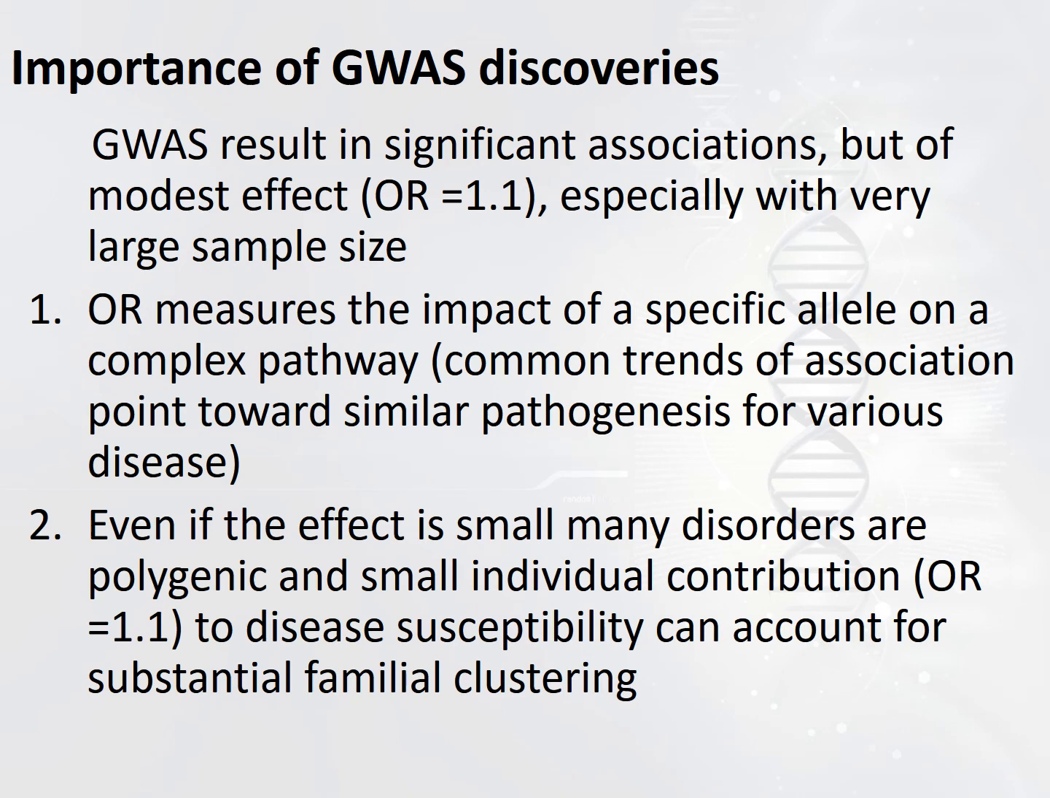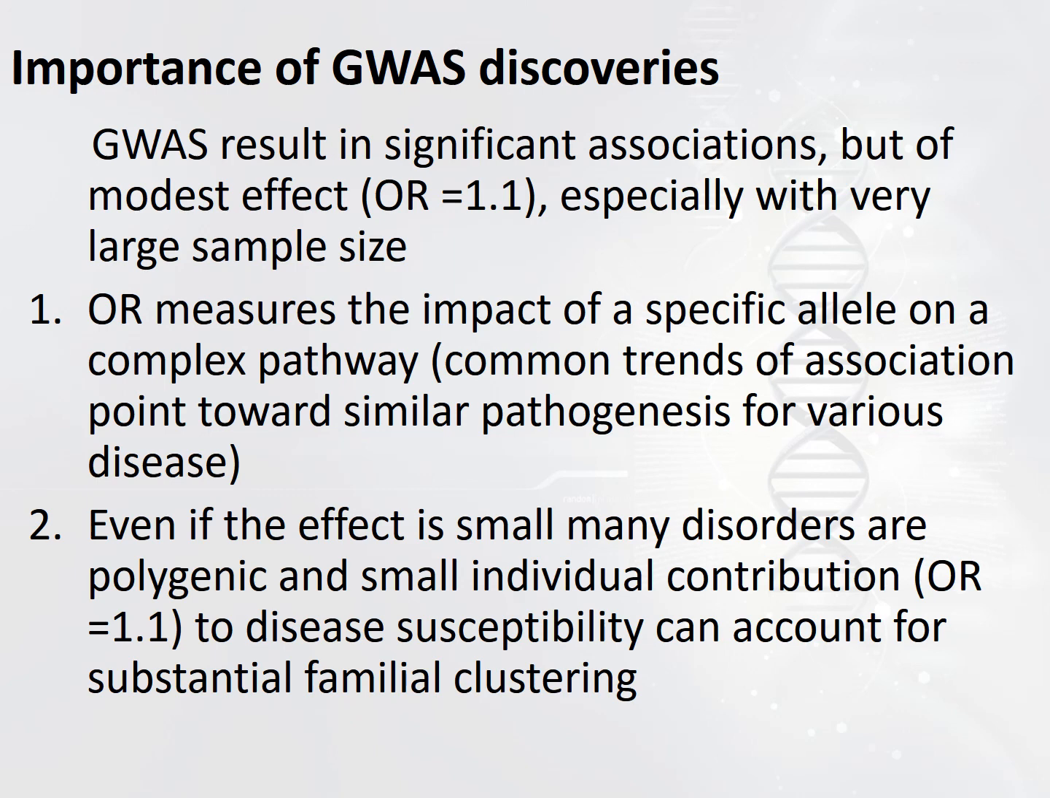There are a lot of critics of genome-wide association studies, mainly due to the large number of studies that have produced basically a minimal number of significant associations when compared to what was expected by now. And even those significant associations generally have a very modest change in the risk for disease. However, there is value in the information that is produced by a well-designed and well-executed genome-wide association study. First of all, we need to think that odds ratios are a measure of the impact of a particular allele on a complex pathogenetic pathway.